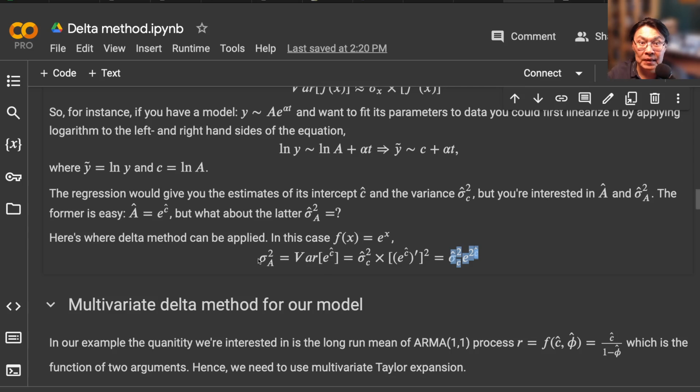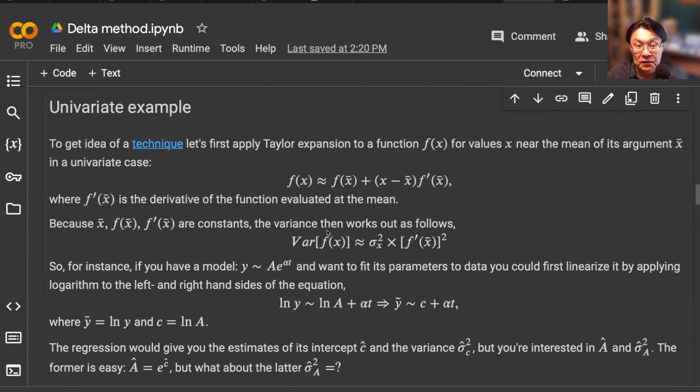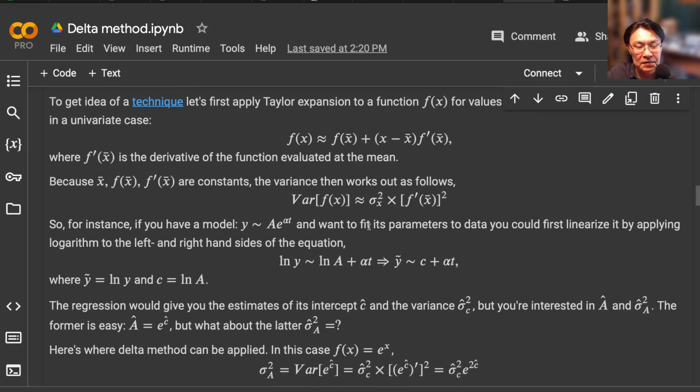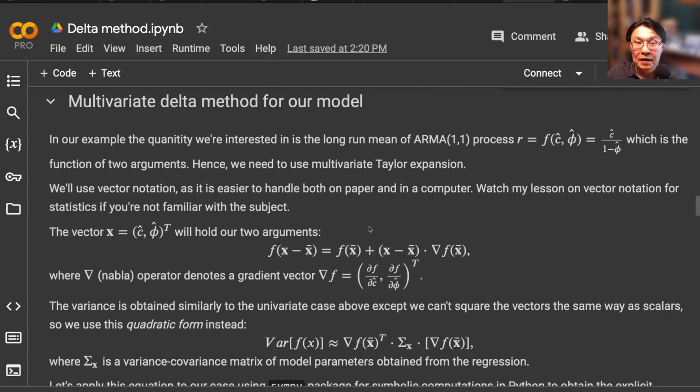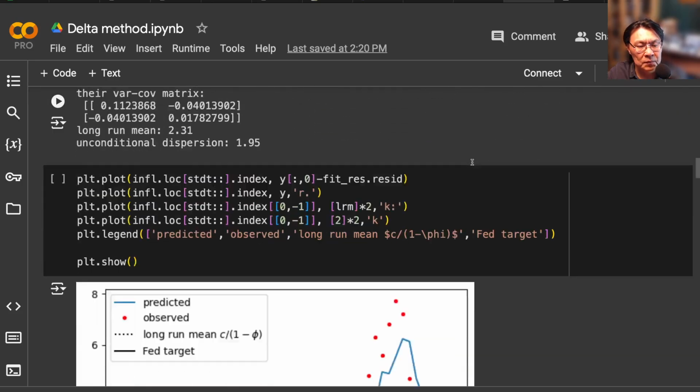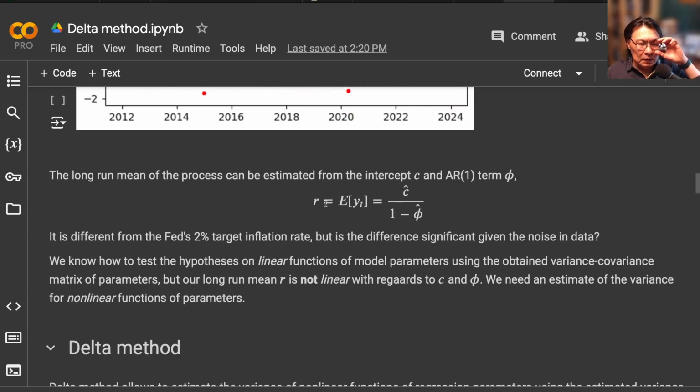So that was our simple univariate case, right? All we needed was a derivative. We square it and multiply by the variance of an argument. It seems very simple, right? So if we translate this to our case, we have a multivariate or bivariate case, where this function has two arguments: a constant and phi in our ARMA model. Again, going back, we're trying to calculate this expression, the long run mean, and for that we need the constant and phi. So it's a function of two variables.